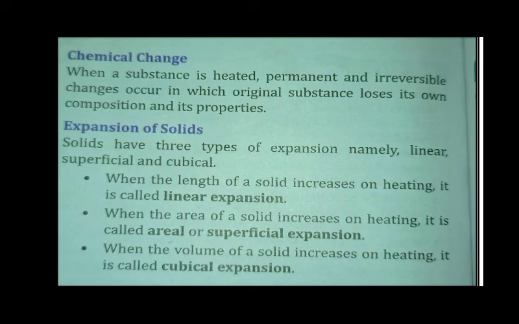Next, when the area of the solid increases: if you have a sheet of metal and you heat it, what will happen? Its length and breadth both will increase. So length and breadth means the area of the sheet will change. That is known as areal or superficial expansion. And if you have a cube or sphere, as in the ball and ring experiment, the volume of the ball has increased. That is known as cubical expansion.